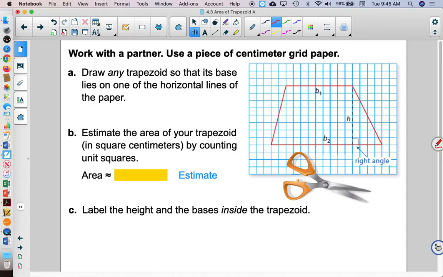I would recommend you get a ruler, maybe have one person from each row get enough rulers for everybody in the row. And because you're going to cut this out, I draw my trapezoid big enough that I can actually work with it and cut it out and be able to do what I need to do.